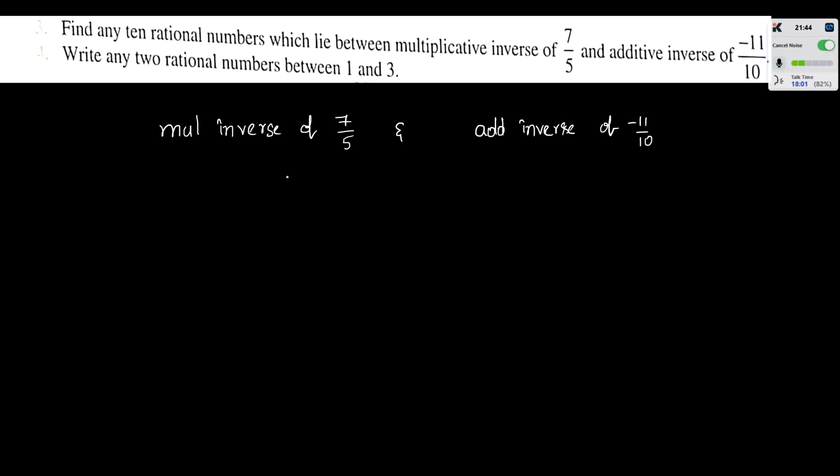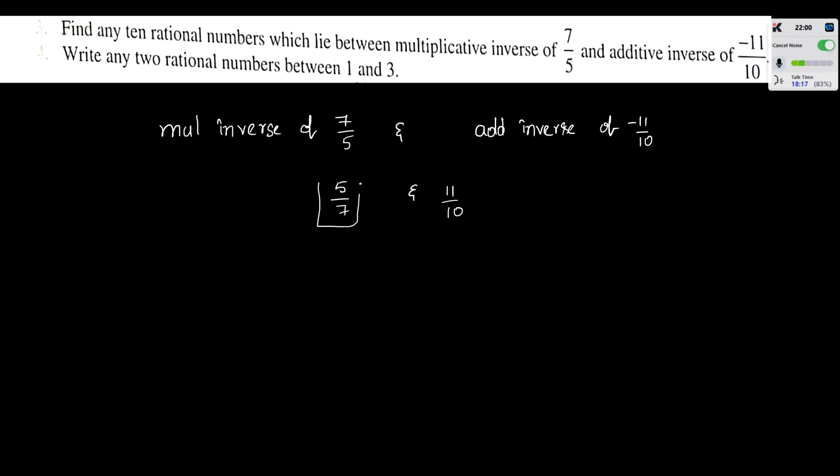So first find the multiplicative inverse of 7 by 5, and we know that multiplicative inverse is nothing but the reciprocal. It will become 5 by 7, and additive inverse is nothing but putting a negative symbol before it, so it will become 11 by 10.